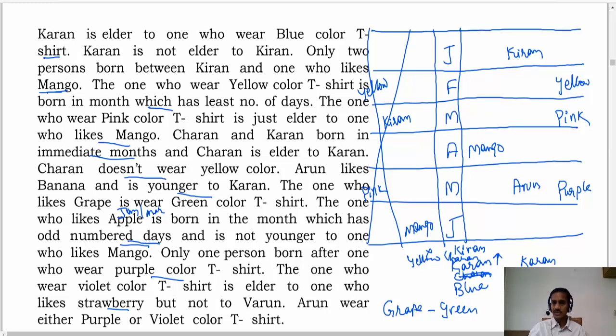If Arun is here, which fruit does Arun like? Arun likes banana, and Arun is lesser than Karan. And this Karan is not yellow. As Charan is not yellow, the one who was born in March must be Charan. Then between Charan and Karan there is only one person, adjacent to each other. Charan, Karan.